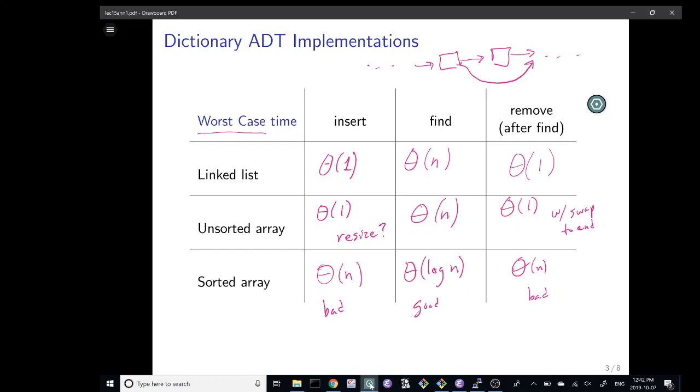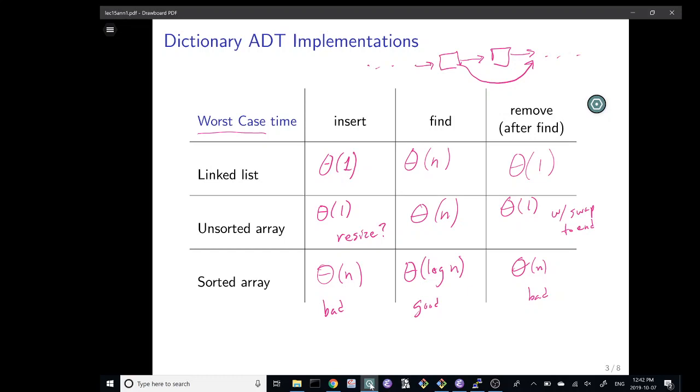Yeah? So like for insert, for a sorted array, is it actually like log n plus n? Because you could find the location for the insert. Yeah. So would I write down Theta of log n plus n? Yeah, I know it's still n, but that's okay. It doesn't matter. I could even do a linear search. It's still Theta of n.